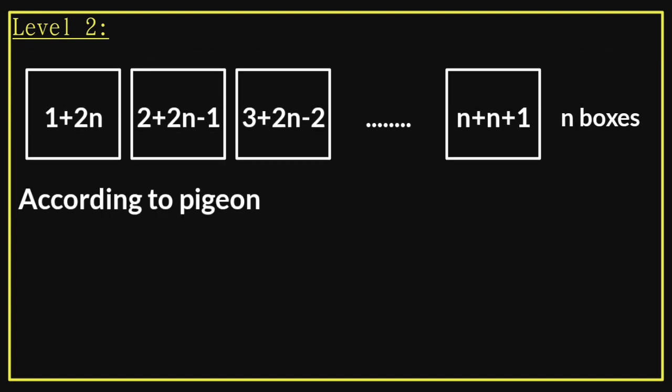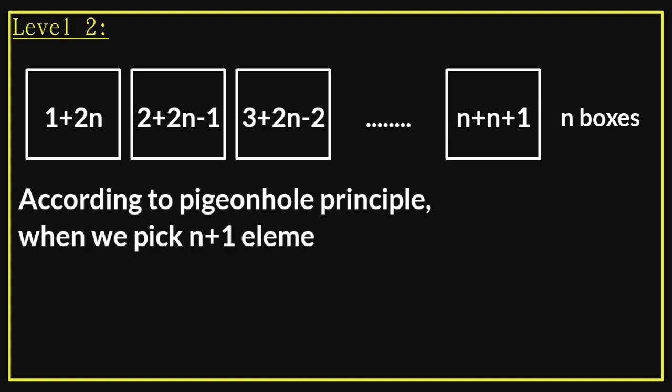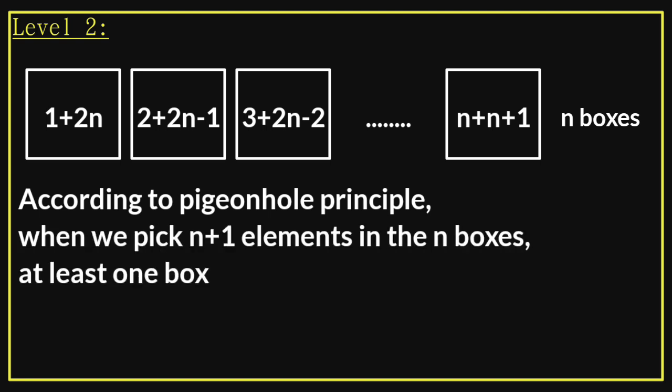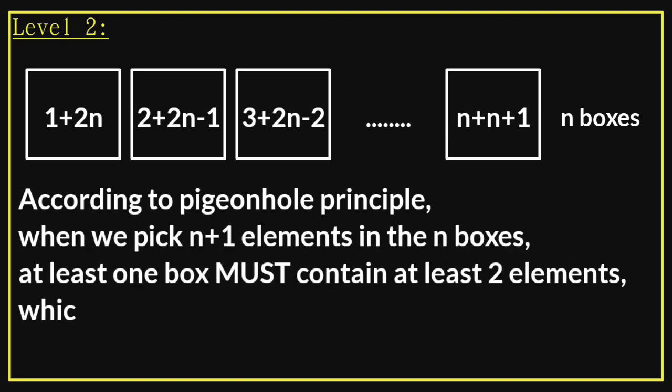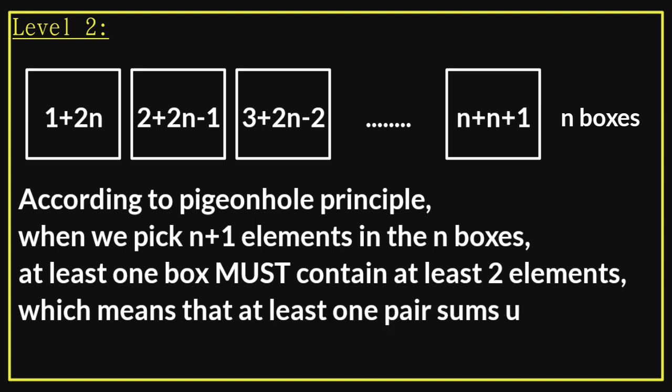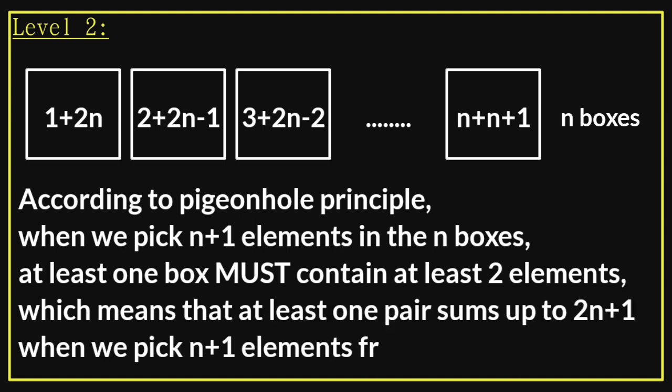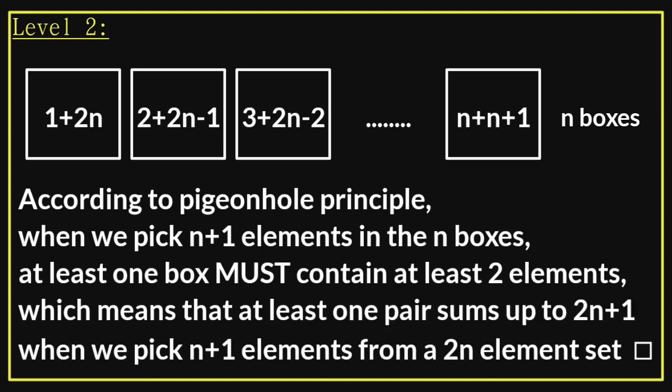When we pick n plus 1 elements, the pigeonhole principle will suddenly occur, and you will quickly realize what happens if you imagine the pairs as boxes. If every element spreads evenly among the n boxes, there will still be one element left, which will fill a box already containing a number, giving us at the very least one box containing two elements, which means one addition pair that sums to 2n plus 1.